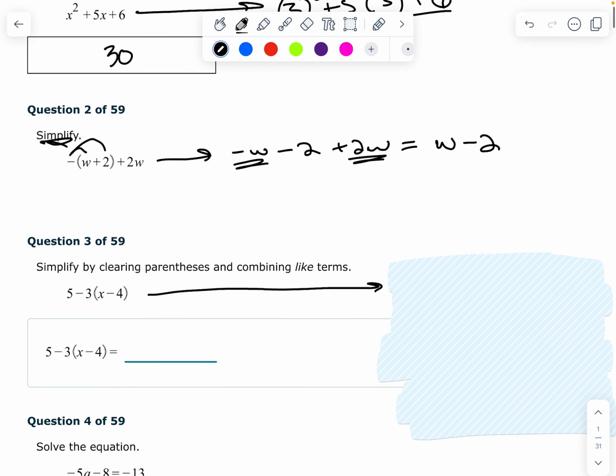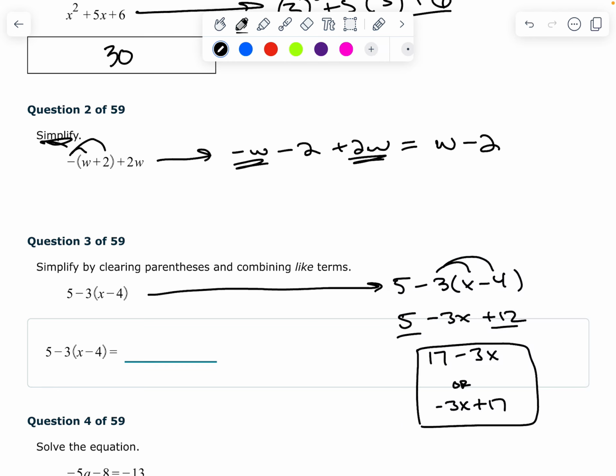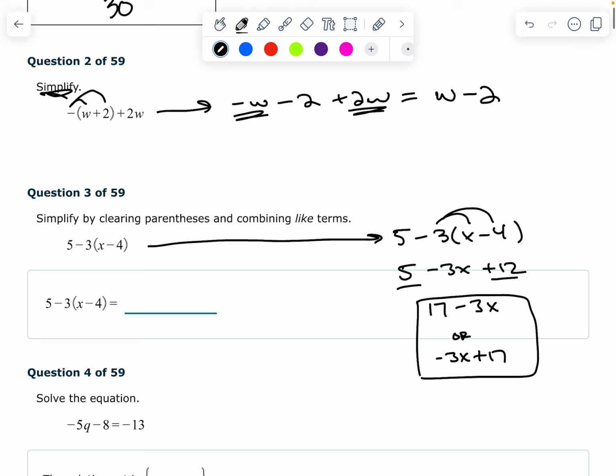Question 3, pause the video and try it for yourself. I'm going to uncover the answer in 3, 2, 1. So this is how I did it. Again, parentheses, I distributed first, then combined the like terms, the 5 and the 12, add to 17. Either of these answers is fine. Doesn't matter what order those come in.